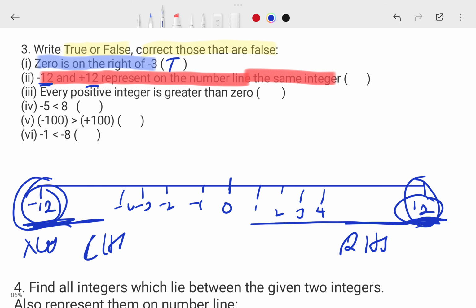So are both in the same place? No, both are not in the same place. Both are in different places. 12 is on the positive side, minus 12 is on the negative side, so both are not the same integer. So this second statement is totally false here.